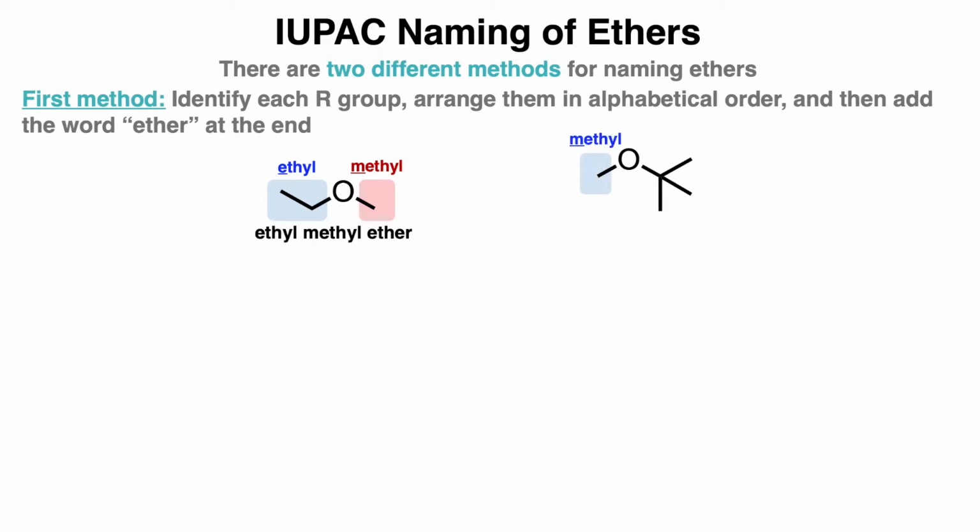Let's name another molecule. To the left is a methyl group, and to the right is a tert butyl group. Remember from IUPAC naming that we use the B in tert butyl for alphabetizing. So in this molecule, tert butyl will actually come first and methyl will come second. So the name of this molecule is tert butyl methyl ether.